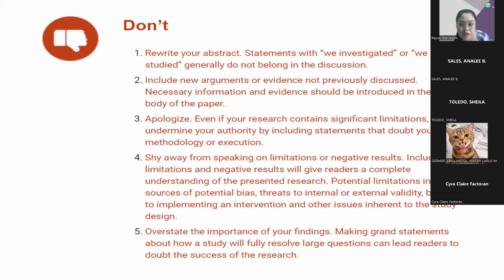So do not shy away from speaking on limitations or negative results. Negative results are still considered results. So that is also important. Meron din siyang sariling implications. And do not shy away also of stating the limitations of your study, but do not overstate it. Okay? Now, do not overstate also the importance of your findings. Do not make grandiose statements about that. Kasi all studies, kaya nga may recommendation, class, kasi it needs further validation, it needs further investigation.